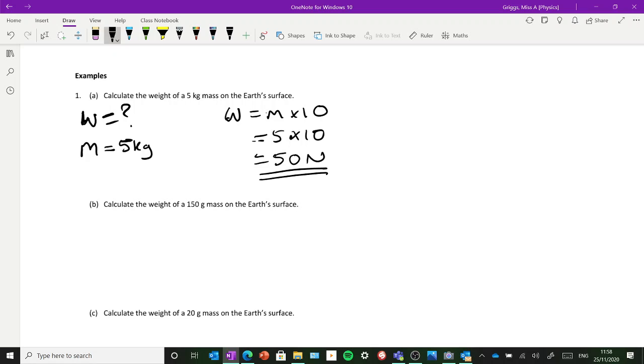Okay, right. Have a go at B and C, and also have a think about question 2. Remember, you need to change grams into kilograms. So to do that, you divide by 1,000. Okay, have a go at those.